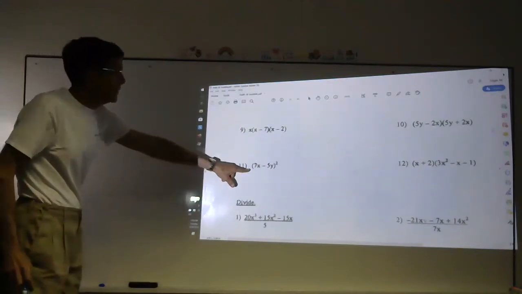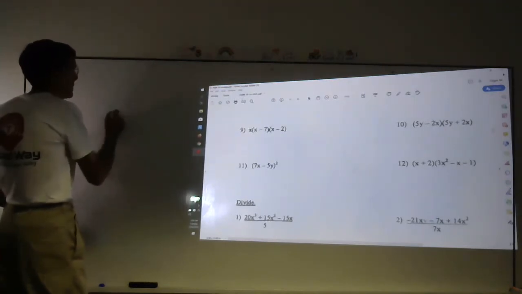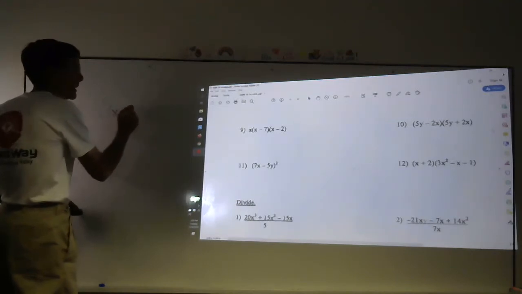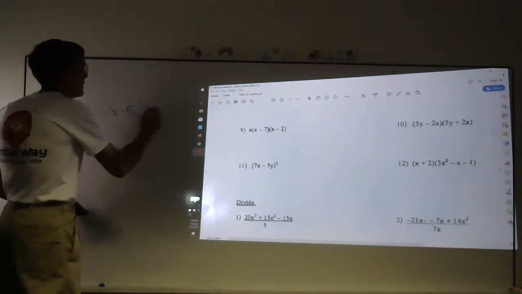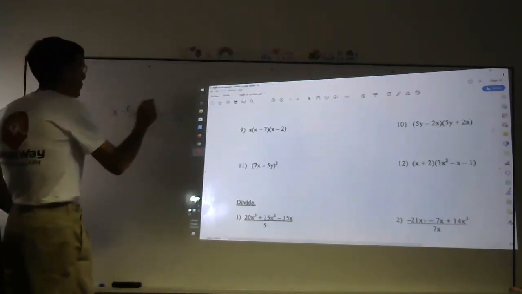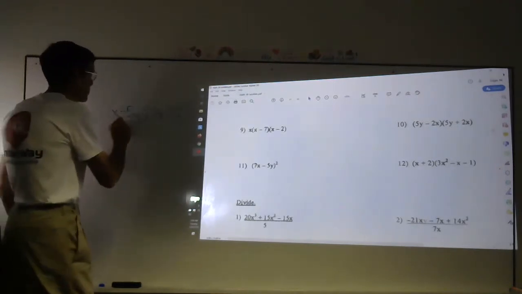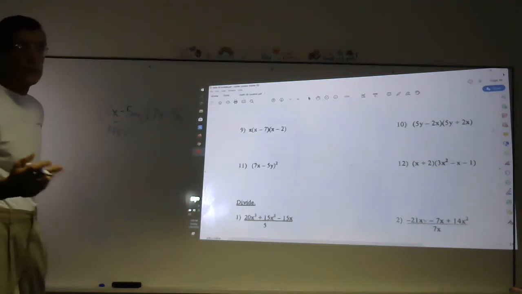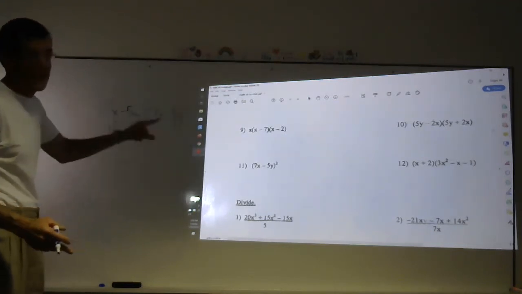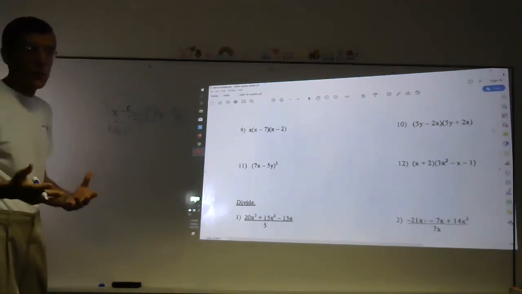Okay, this one you cannot take the power in. You've got to write it down twice. 7x minus 5y, 7x minus 5y. First terms, 49x squared. Outers, negative 35xy. Inners, negative 35xy.